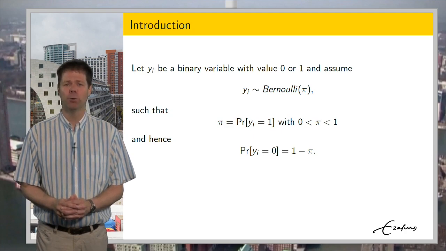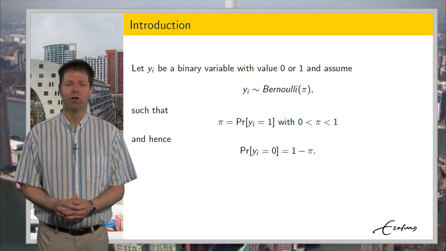Instead of assuming a normal distribution for yi, as was done in the previous lecture, we now assume that yi follows a Bernoulli distribution with parameter pi. The Bernoulli distribution implies that yi has two possible outcomes denoted by 0 and 1. The probability that the outcome is 1 equals pi. The probability that yi equals 0 is then 1 minus pi, as probabilities have to sum up to 1. Note that instead of modeling the value of y itself, we now model the probability that y equals 1.